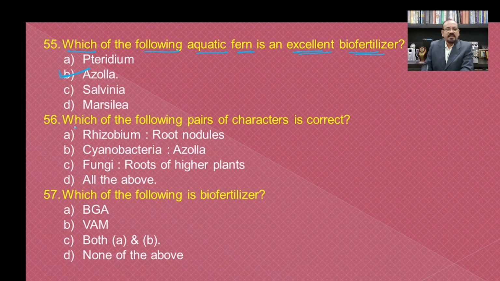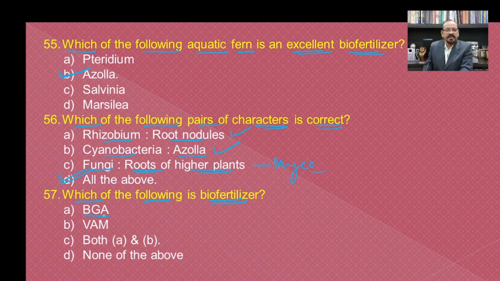Then which of the following pair of characters is correct? Rhizobium, root nodules, correct one. Cyanobacteria are found in association with the Azolla, correct one. Fungi are found in association with the roots of higher plant, that is known as the mycorrhiza. It means that all the above pairs which are given in this question, they are correct, and hence they will be the correct answer.